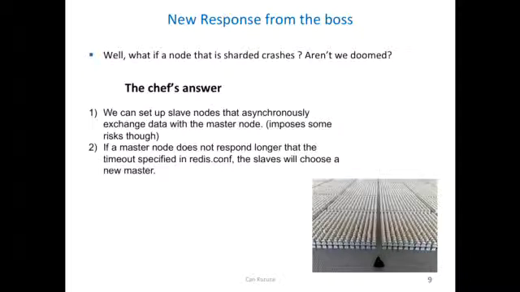This is a good feature, but let us say that one of the nodes crash. What happened? If it crashes, we lose consistency and persistence. Yes, but we can avoid it by setting up slave nodes that asynchronously change data with the master node. And if a master node doesn't respond after a certain threshold, which is set by the node timeout parameter in Redis configuration, the slaves can choose a new master, and we can do it on the fly.